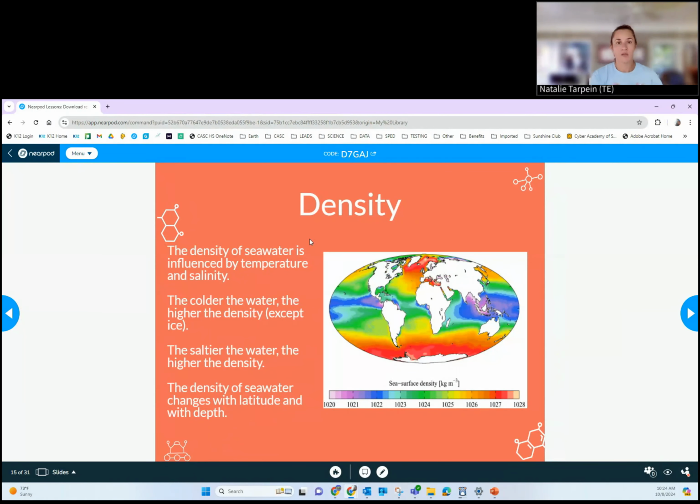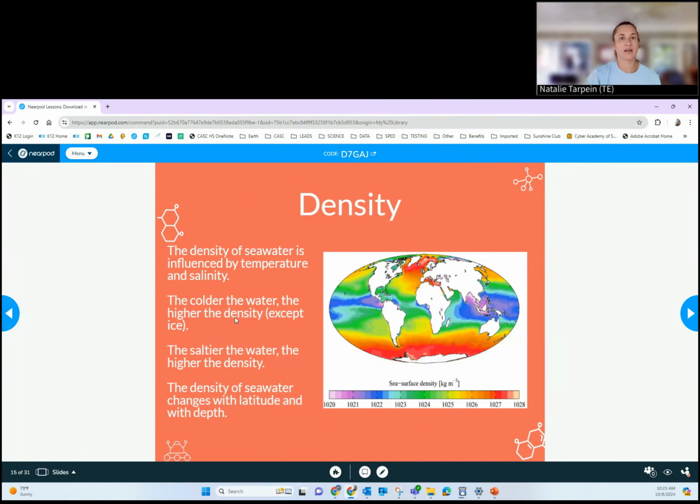Okay, so those two factors together both combine to influence the density of seawater. So temperature, whether it's cold or hot or somewhere in the middle, and salinity, whether it's super salty, even more than 35 parts per thousand in some areas, or maybe a little less salty in some areas. So those two factors, thinking about this.